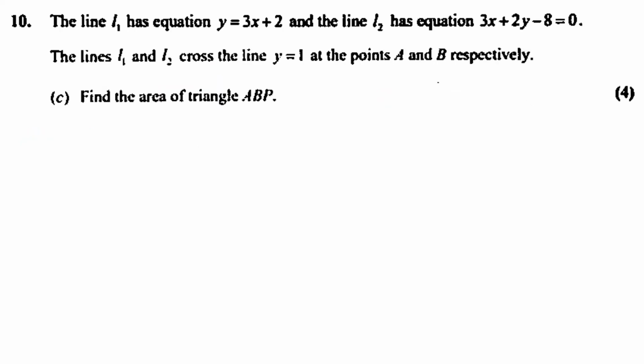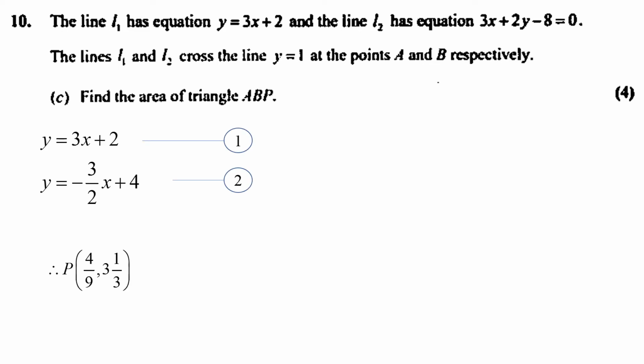So for part C, we are given new information. It says that the lines L1 and L2 cross the line y equals 1 at the points A and B respectively. Now the line given, y equals 1, is a horizontal line, cutting the y-axis at 1. So now we are asked to find the area of the triangle ABP. It might help if you can visualize with a diagram. Otherwise, it might be a bit difficult to imagine what you're calculating.